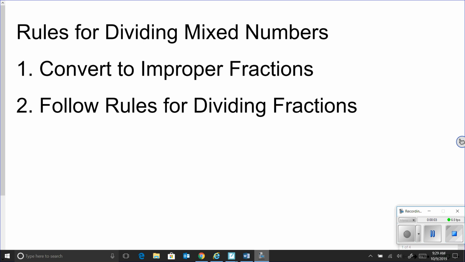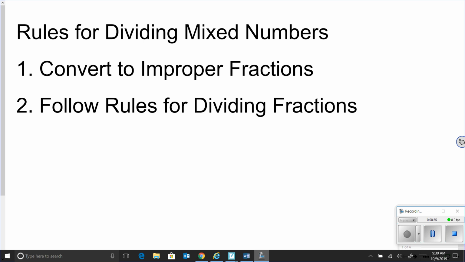In today's lesson, we're going to continue dividing fractions. However, we are going to begin including mixed numbers into our problems. And when we're dividing mixed numbers, we just simply add an additional step to what we did in our previous lesson. We're going to start by converting any mixed numbers into improper fractions. And then we're going to follow those rules for dividing fractions, which is to keep the first number the same, change division to multiplication, and then use the reciprocal of the second number.